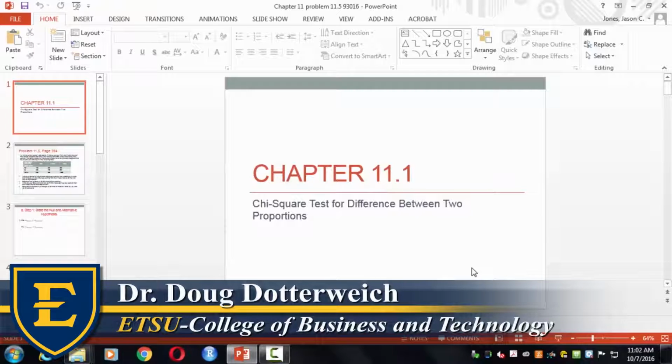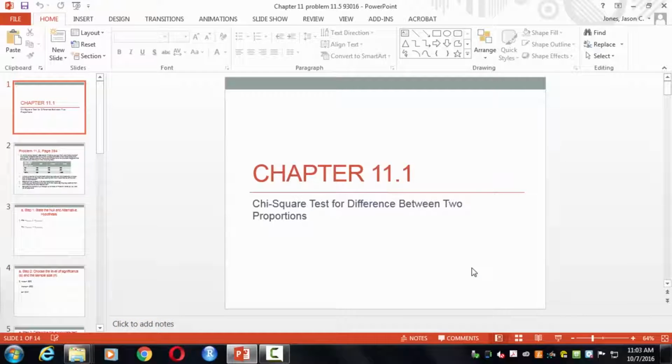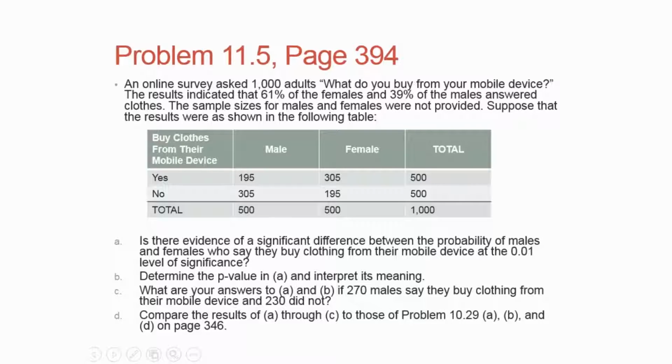I'm going to do a problem now from chapter 11, which has to do with chi-square testing for the difference between two proportions. And it's from section 1 of chapter 11. This problem is from page 394, and it's problem 5.